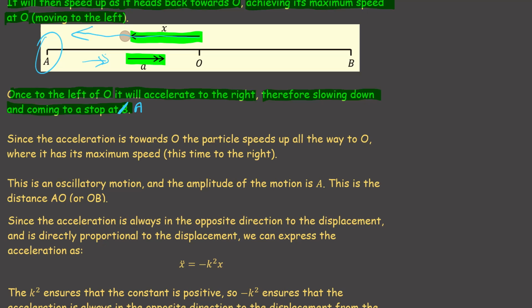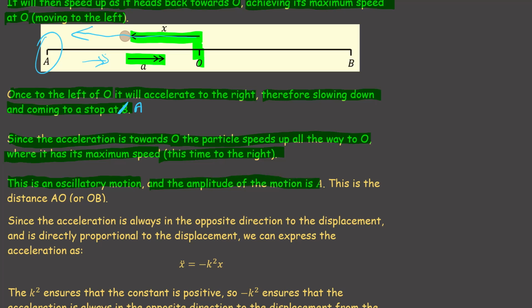Okay, continuing. Since the acceleration is towards O, the particle speeds up all the way to O, where it has its maximum speed, this time to the right. So, if you like, maximum velocity is always at O. This is an oscillatory motion, and the amplitude of the motion is A. And when I say it's A, we're saying that the distance from here to here is called A. This is the distance AO, or if you like, OB.